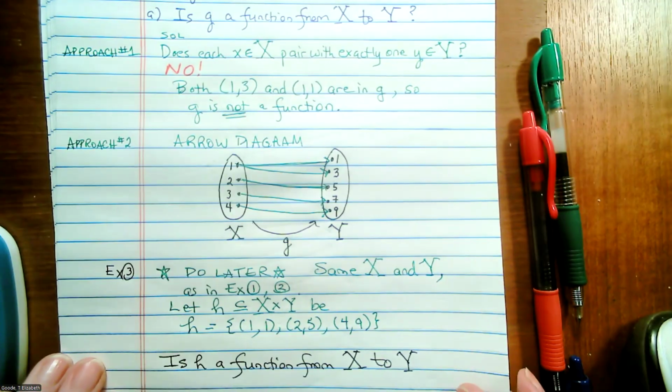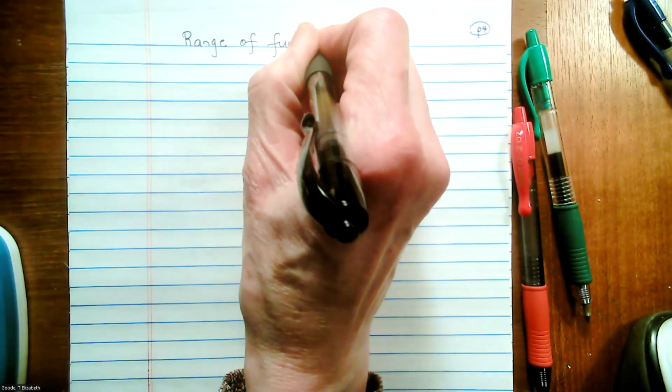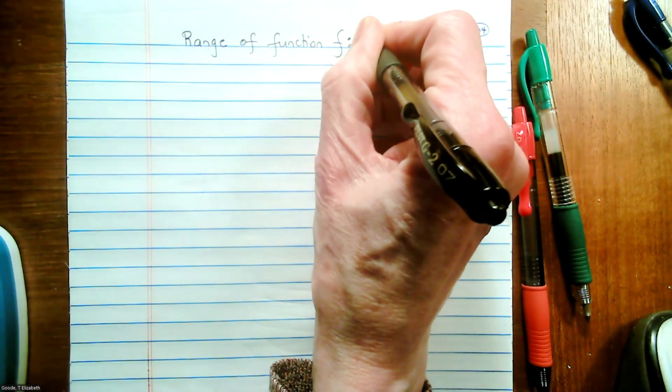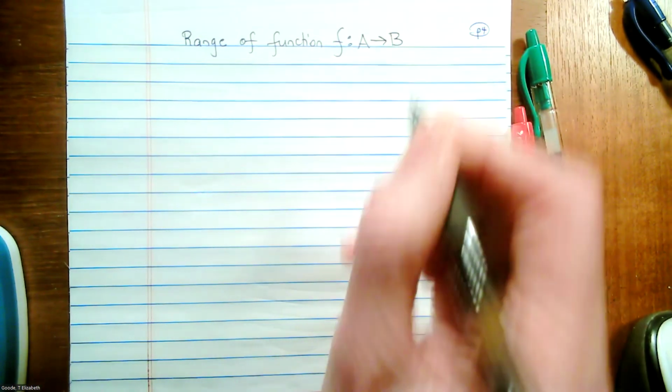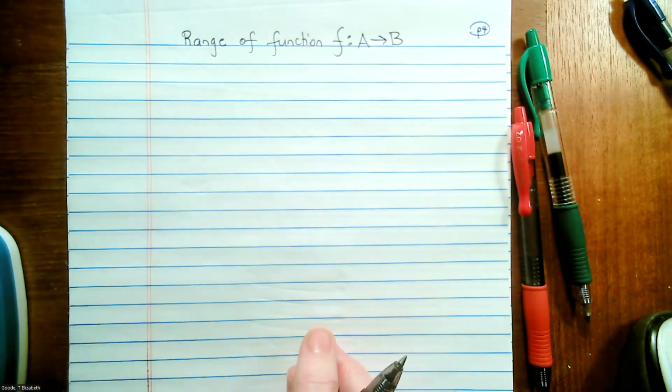Let's talk about the range of a function, because again, probably in high school, you were calling the domain, and you were probably calling the codomain the range, but they're actually different concepts. So let's talk about the range of a function, or of function f. And now I'm going to change it up from A to B, just so that you get used to the idea that we don't always have to call the domain X and the codomain Y.